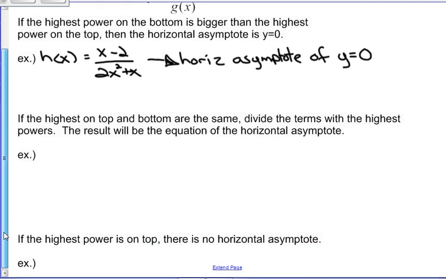If the degrees of the top and bottom are the same, so the highest power that you see on the top and bottom are the same, then we'll have to find this horizontal asymptote, and it's pretty straightforward. So if we had something like this, one quadratic over another, you can see the degree of the top is 2, the degree of the bottom is 2 as well. Here's where the asymptote will be.